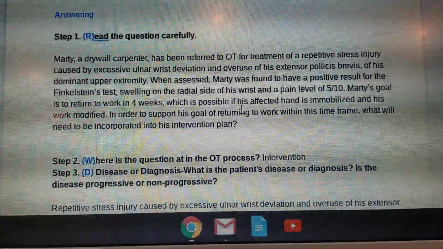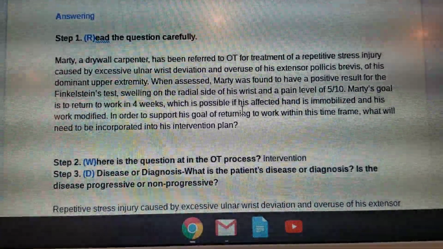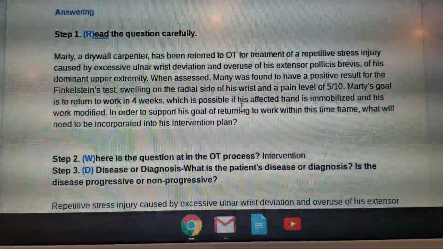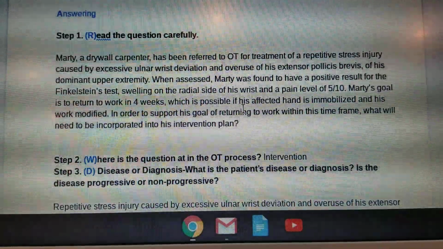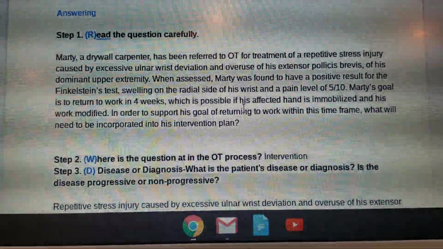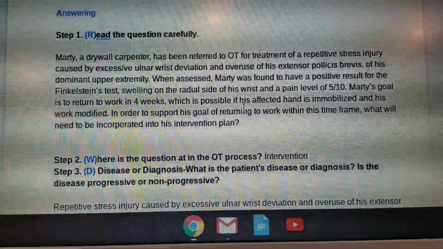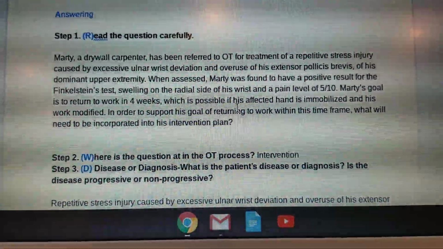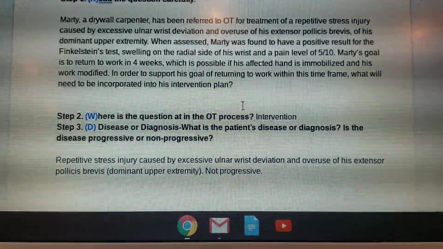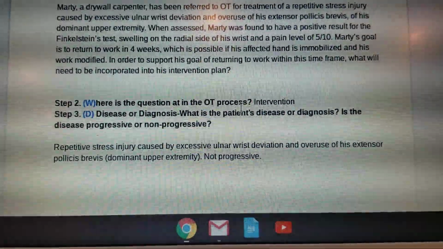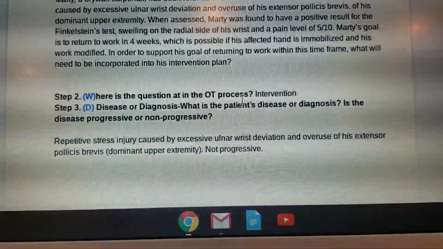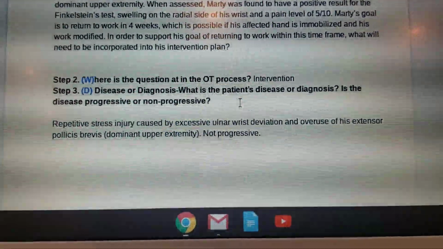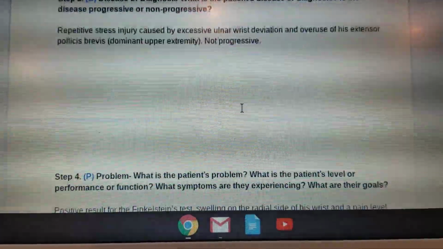So after reading this question, we want to get to step 2. Where is the question at in the OT process? So we are in the intervention stages. Step 3, disease or diagnosis. So what is this patient's disease or diagnosis? And is the disease progressive or non-progressive? So we know that it's repetitive stress injury caused by excessive ulnar wrist deviation and overuse of his extensor pollicis brevis dominant upper extremity, and it's not a progressive disease.